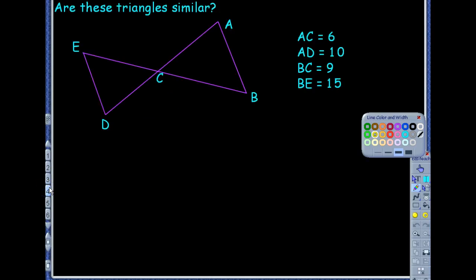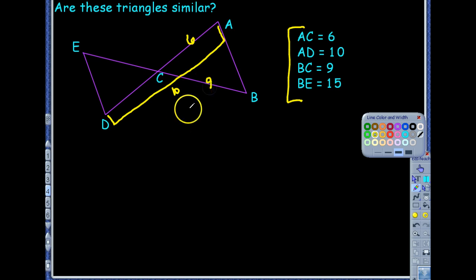All right, next one. Question says, are these triangles similar? First of all, I've got two triangles on here, and I've got a bunch of information off to the side, so let's mark our picture. We know that AC is 6, and AD, going all the way down here, is 10. BC is 9, and BE, this whole big thing here, is 15.